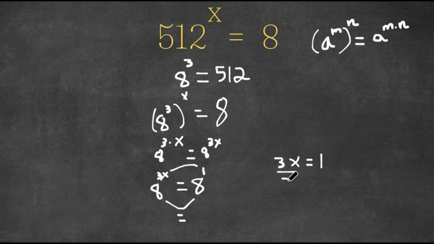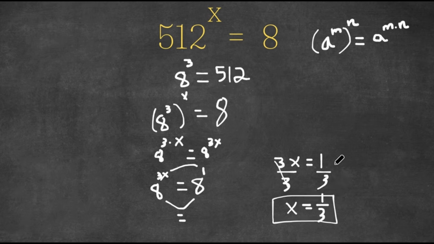And now we have a simple equation. All we have to do is divide by 3 on both sides, and this would cancel out. So now we'd get x equals 1 over 3. And this is our answer.